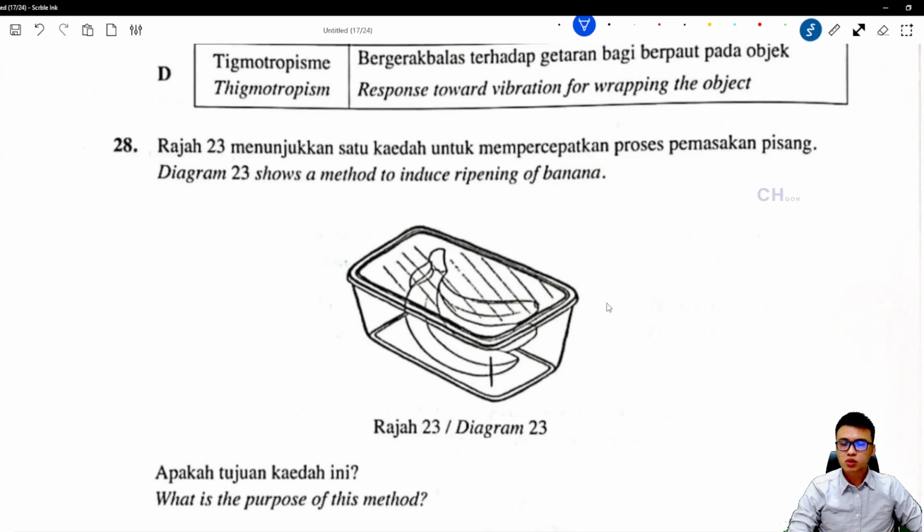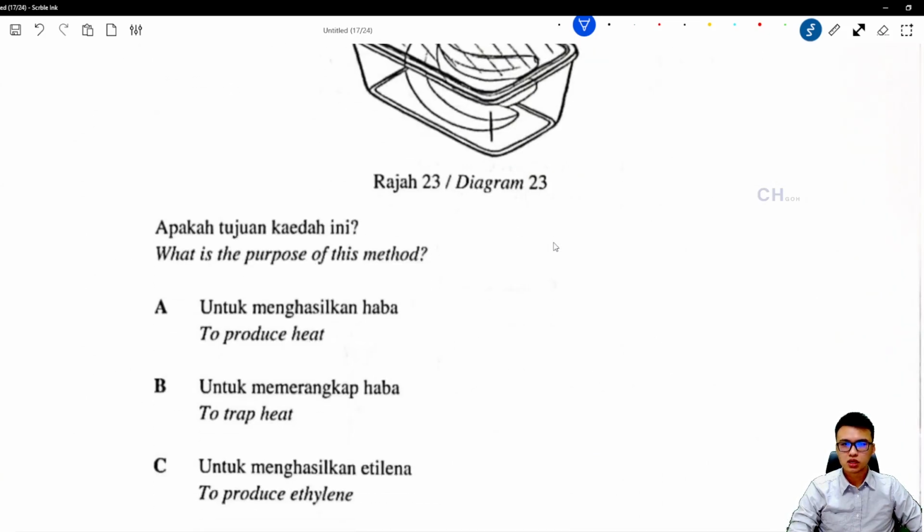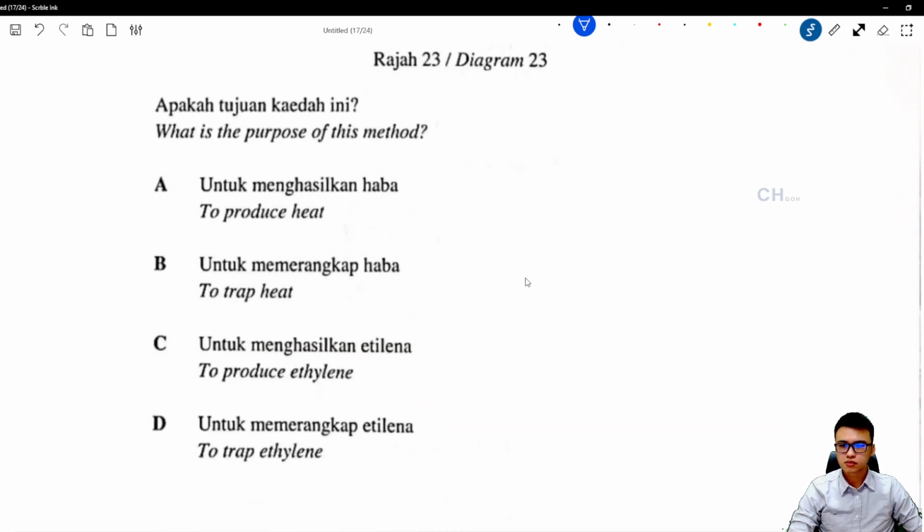Alright, so let's look at question 28. Diagram 23 shows a method to induce ripening of banana. What is the purpose of this method? It's going to trap the ethylene. Answer should be D.